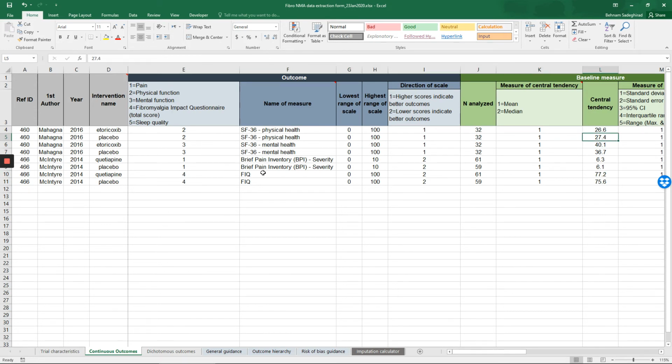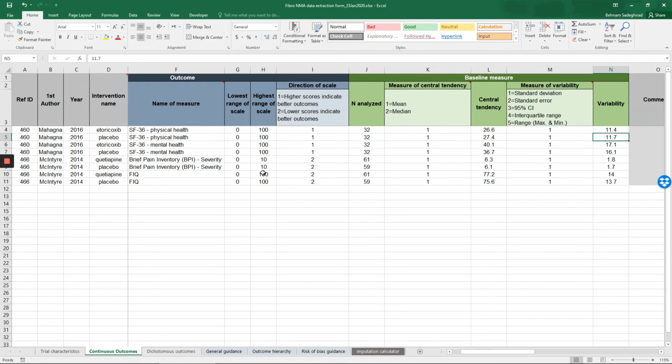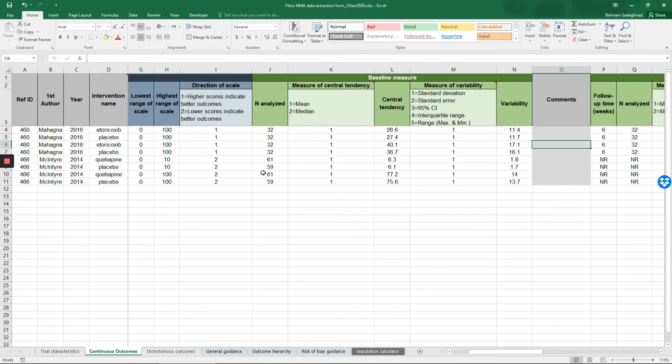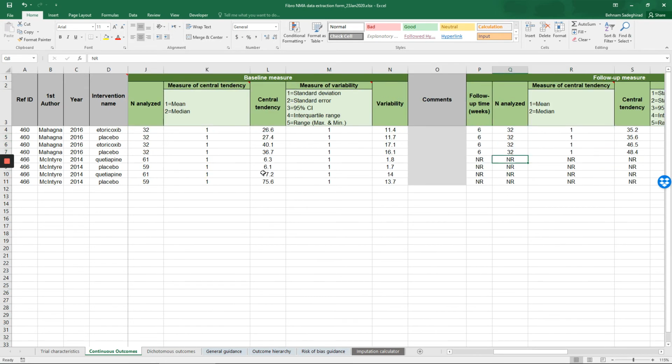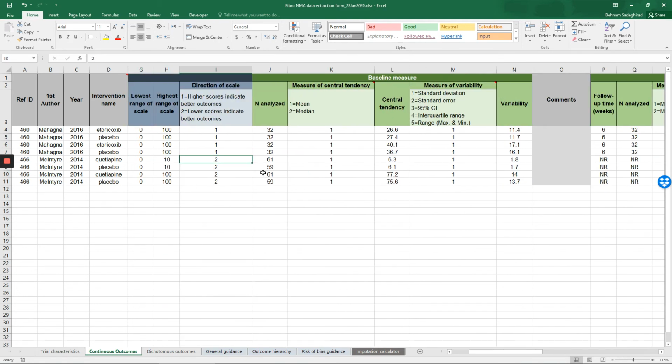Another part of data cleaning is that when you capture information, if we see an empty cell, we're not sure if you've missed the data extraction for that cell or that information was not reported. So please make sure that if some data is not reported in a study, you use NR for that specific cell. Please capture information with 2 decimal points for the mean, median, or the measures of variability.